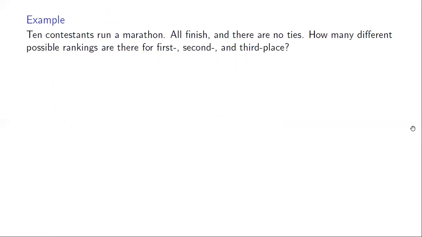So here's an example. 10 contestants run a marathon, all finish. So all the contestants finish and there are no ties, so you don't have to worry about that. Question, how many different possible rankings are there for first, second, and third place? Okay, so we have 10 different people. There's going to be one first place, one second place, one third place. How many possible rankings are there among those 10 people? Each person could either be first, second, or third, but not everyone is going to be first, second, or third. So how many different possible rankings are there?